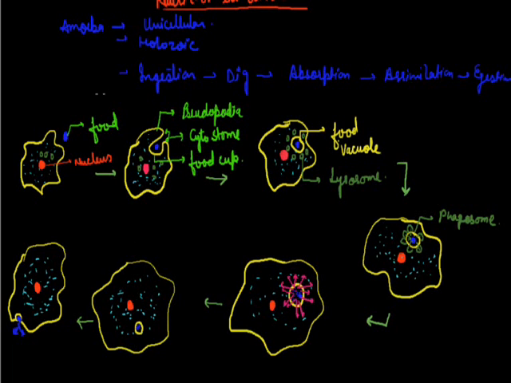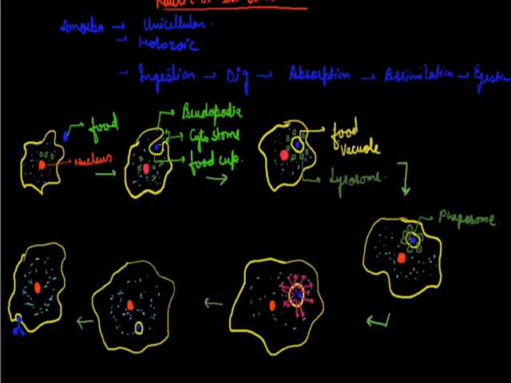Now I'm going to tell about all the steps again. The first one is ingestion. It's the intake of food particle. How can it sense the food is there? By the chemical sensation, it can recognize the food particle is nearer to it, and now it will proceed for the engulfing of food material by forming the pseudopodia.